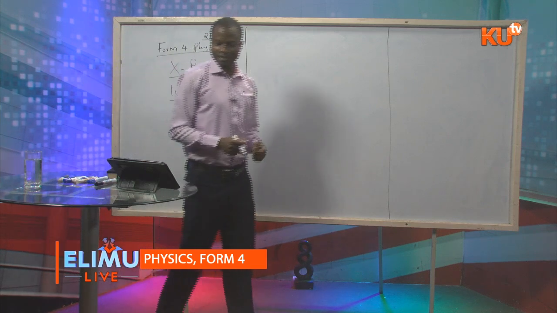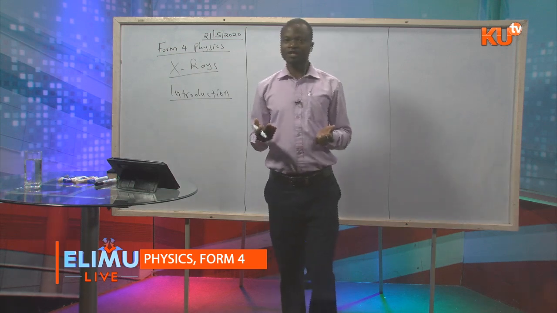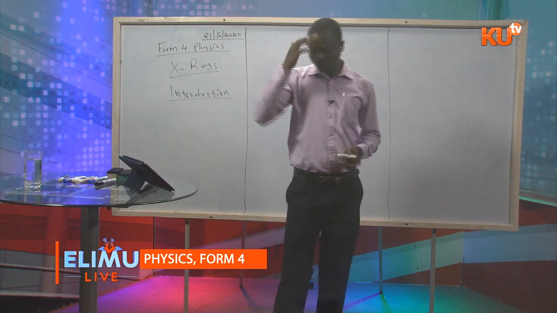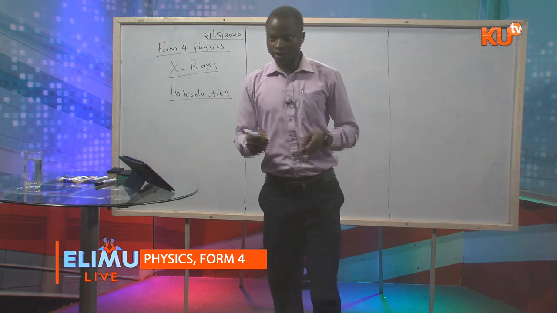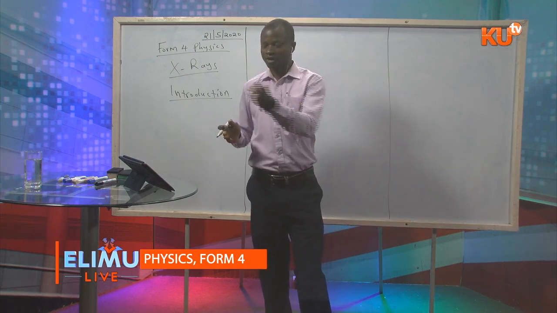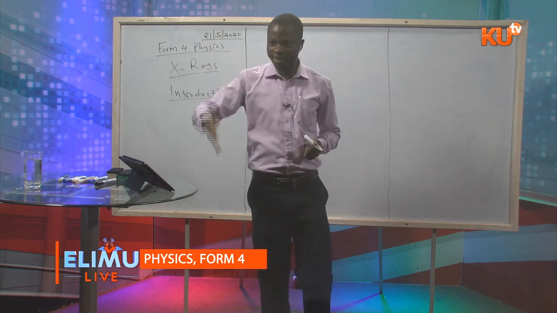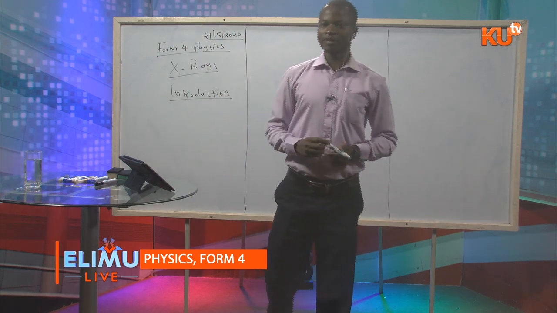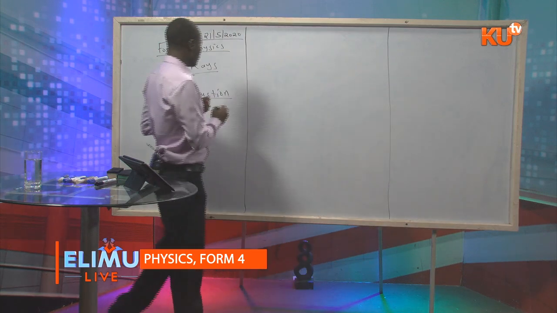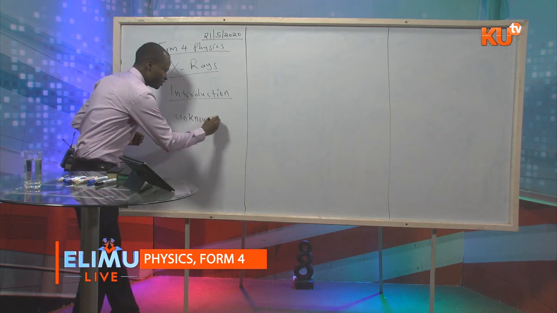X-rays were discovered by one of the German scientists when he was doing research on the cathode ray tube. The cathode ray, we said, was a stream of what? Electrons moving from the cathode towards the anode. Now, this guy discovered that suddenly, when there was a target in the path of these cathode rays, some rays were produced, and these rays were of unknown nature.